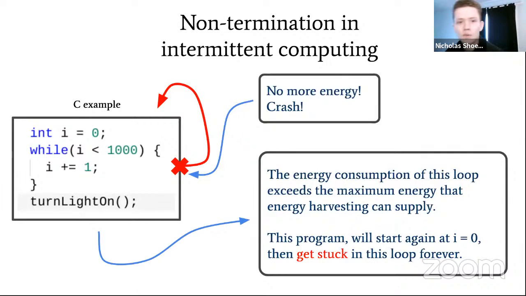And if we think about a normal program, here we have an example in C where we just count up to 1,000 and then turn a light on. Well, if we lose power somewhere in the middle of that program, then when we regain power, the program will start over from the beginning.